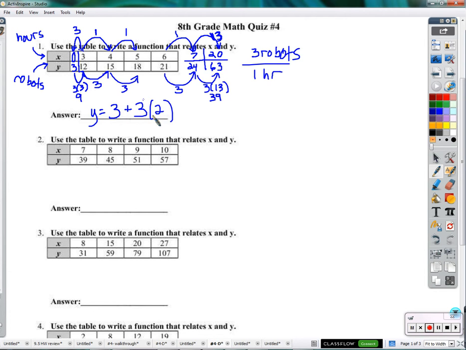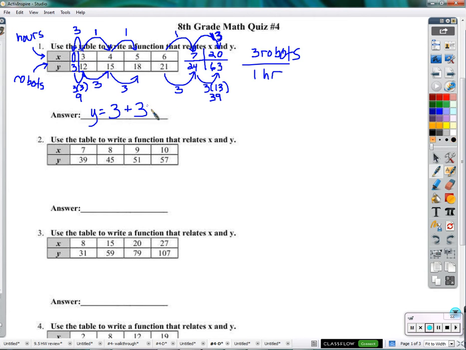3 plus 3 times 2, that's 3 per hour times 2 hours. 6 more, right? 3 plus 6 is 9. If it was hour 3, 3 hours at 3 robots an hour, plus the 3 I started with, that gets me 9 plus 3 is 12, just like it says right here, hour 3, 12 robots.